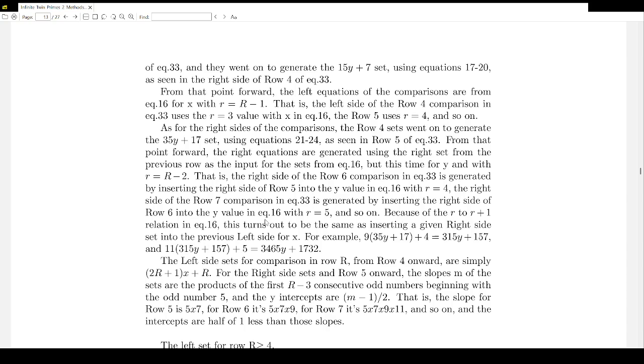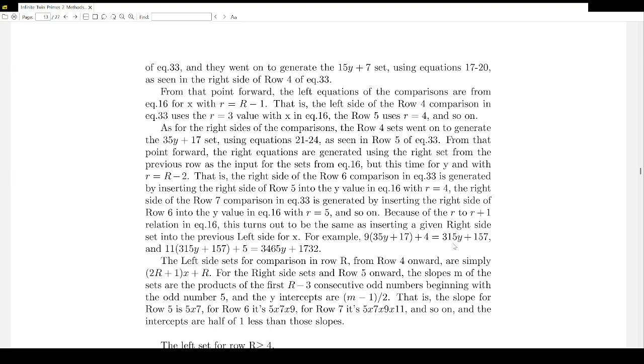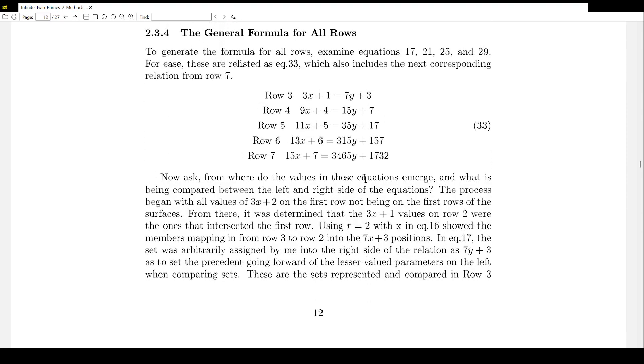Because of the R to R plus 1 relation in equation 16, this turns out to be the same as inserting a given right side set into the previous left side for x. For example, so what was my example here I gave? Let's see. So this turns out to be the same as inserting a given right side set into the previous left side for x. So let's see if we do that. Here we're looking at 9, 35, and 315. So, right side of x into the previous left side of x.